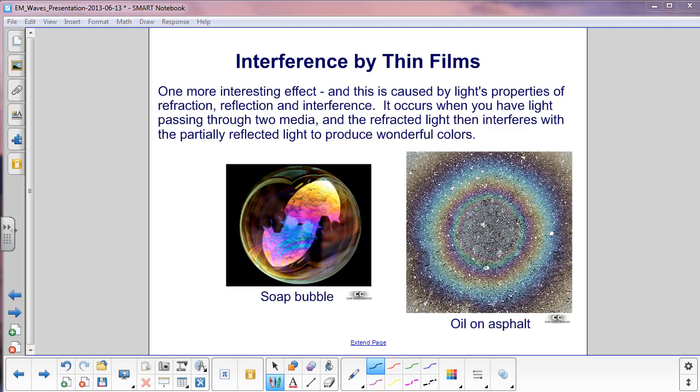One more interesting effect, interference by thin films. This is caused by light's property of reflection, refraction, and interference. It occurs when you have light going through two media, and the refracted light then bounces off the other side, comes back, and interferes with the partially reflected light to produce wonderful colors. Here's a couple of examples. Soap bubble, and here we have oil on asphalt.